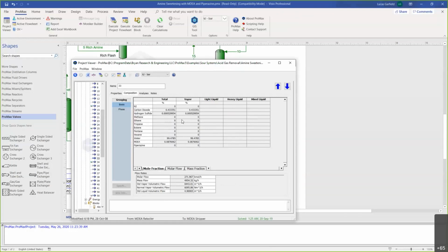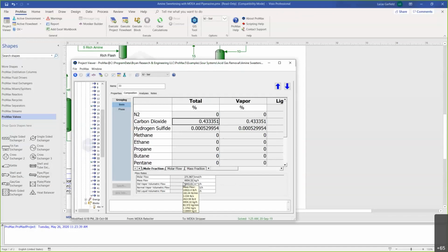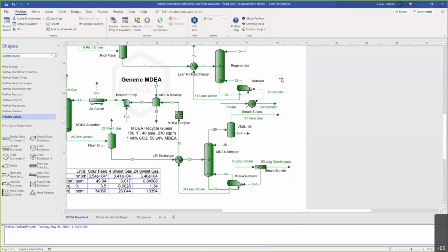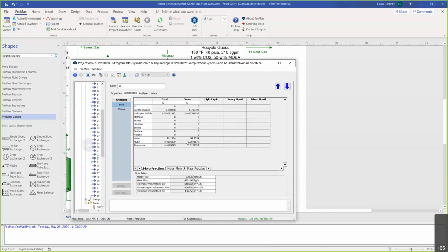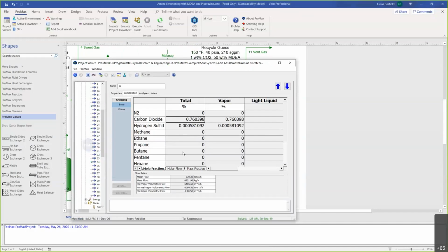if I look at the composition, I see that that's about 0.4% CO2, and that's fine. A very conservative recommendation is to stay below about 1%. But if I go and check what it's like in the piperazine case in stream 13, the composition is about 0.76%. So we're still okay. We're still below that 1% rule of thumb, but the CO2 content is starting to creep up. So that's something that we want to make sure we think about.